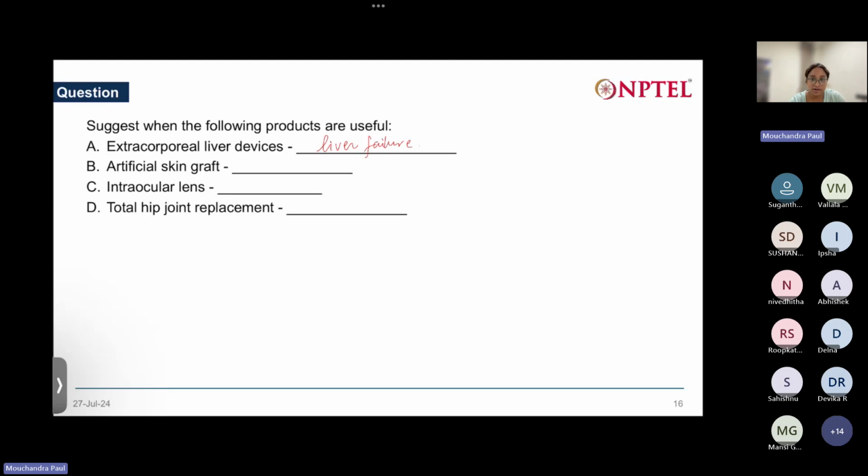Then artificial skin graft, we already discussed one example of it. So in which circumstances would an artificial skin graft be useful? Skin damage.